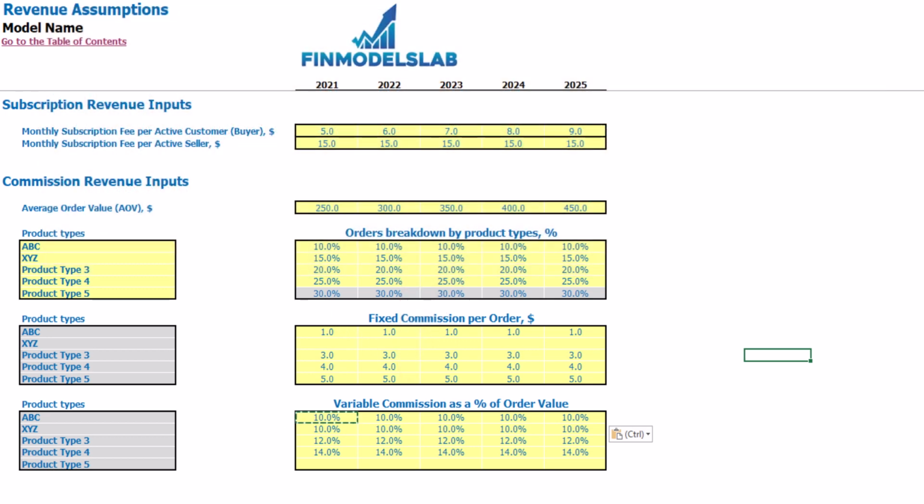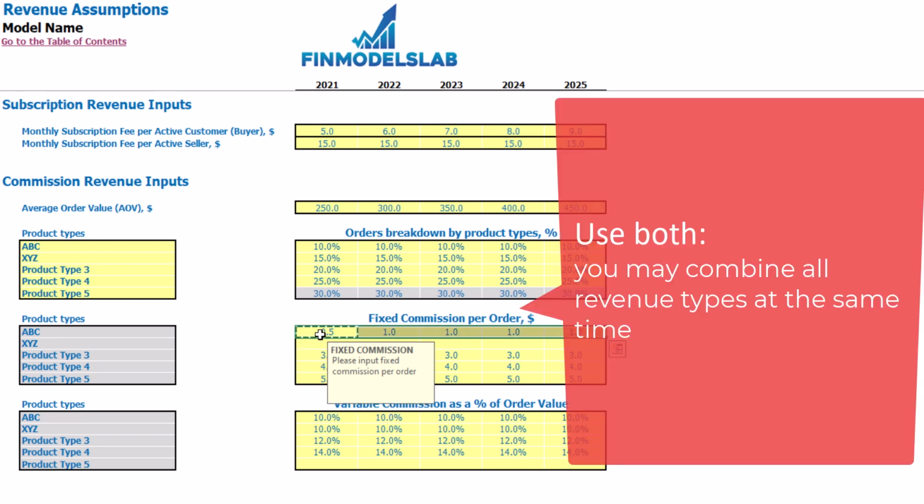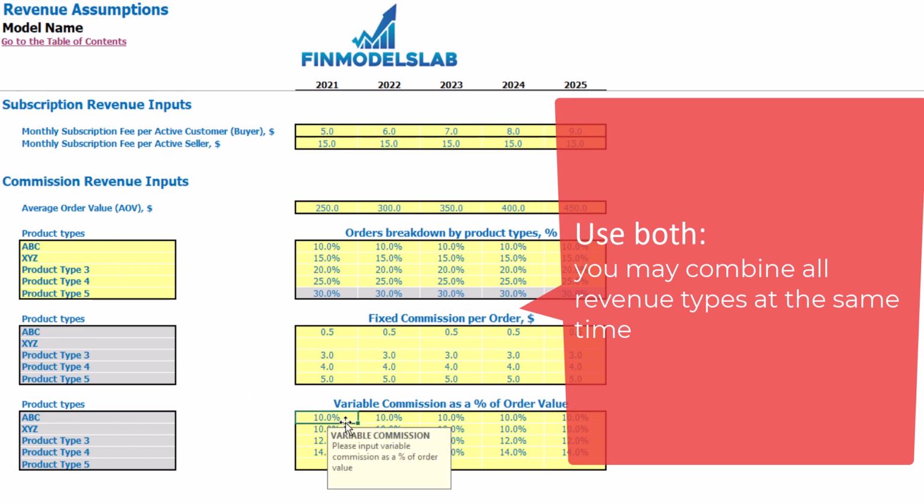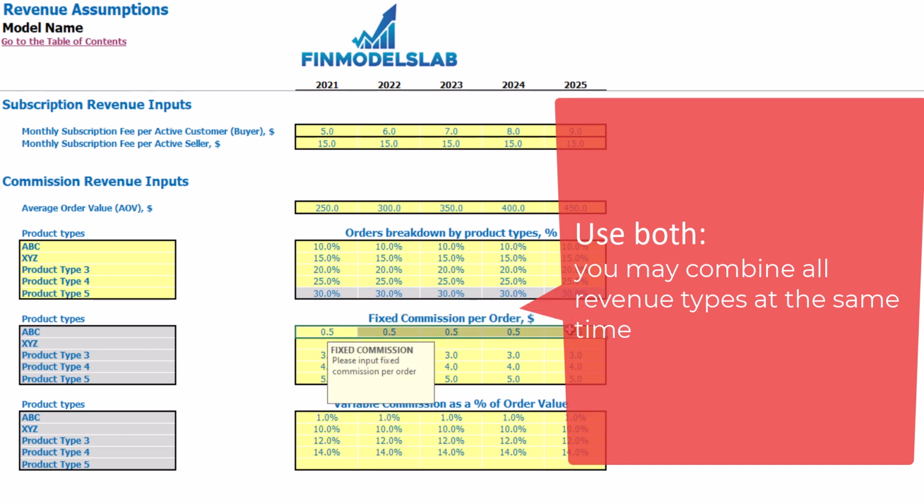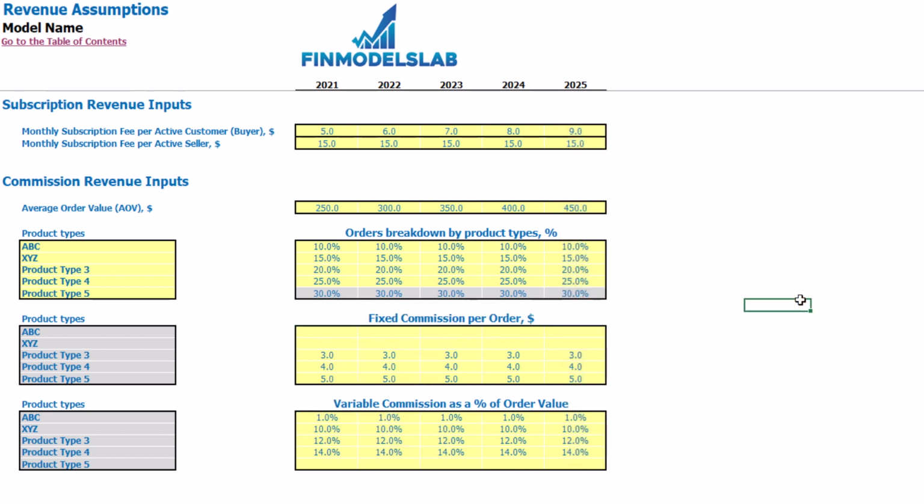And also you can combine this. So for example, you can have 50 cents of fixed commission per order ABC type and 1% of order value, which means $1. It can be just fixed commission without any variable commission, or it can be variable commission without fixed. So all combinations of commissions are available here.